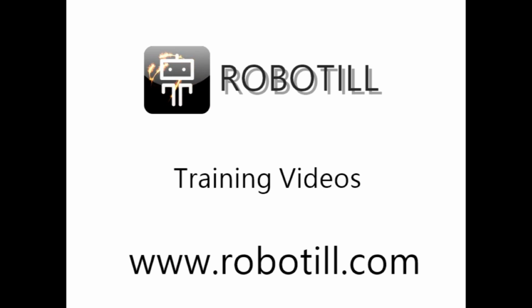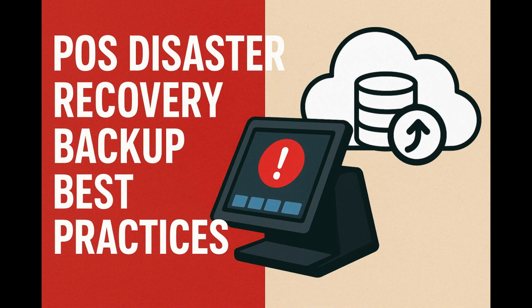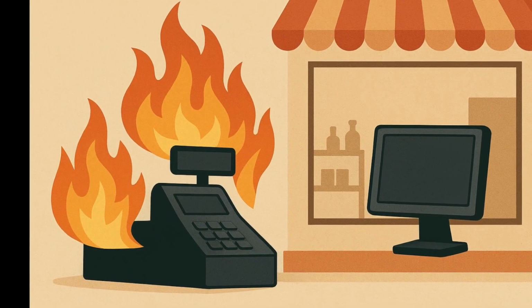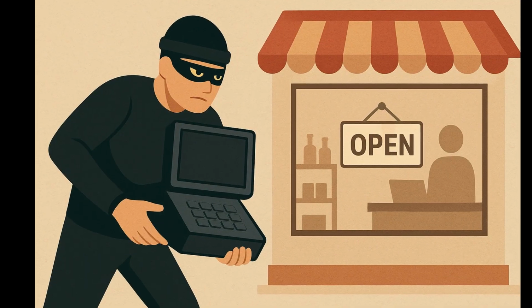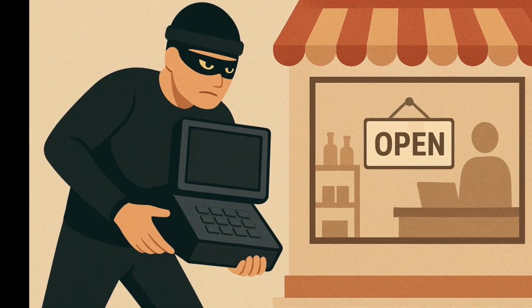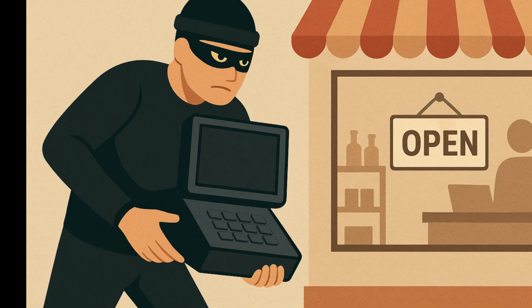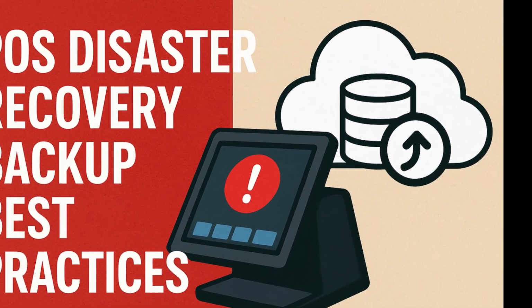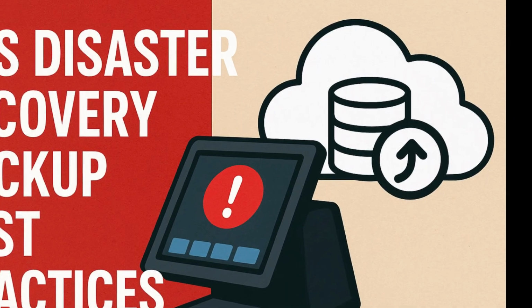In this video, we will be looking at how to set up a disaster recovery program for your point-of-sale system. Robotill uses a robust and secure database server, but there are still things that can go wrong, like fire and theft. You need to be prepared so that you do not lose all your data. Data is stored on your local server. It is very important that you enable automatic backups that will include cloud storage or offsite storage.